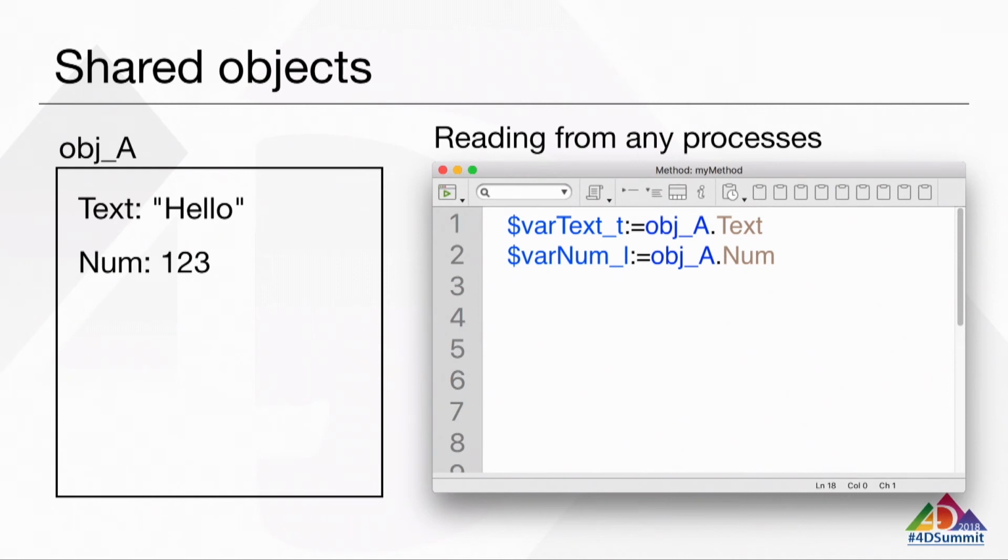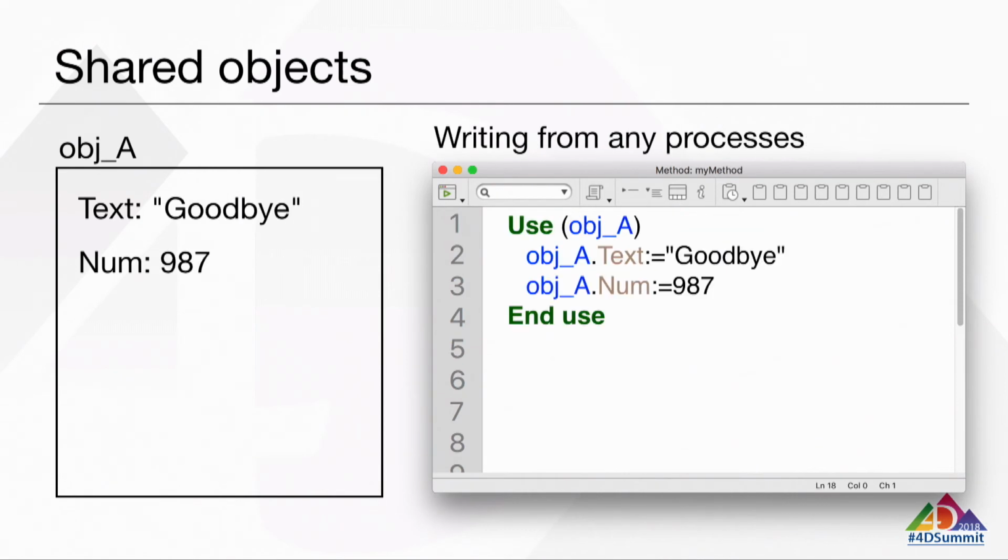Now, if you want to write, it means that you actually have to ask for permission. So we have to make a call to the Use command and use object A. That basically tells 4D, I want to make a modification to object A. It doesn't matter what you want to modify, you have to tell 4D from the parent level, okay?